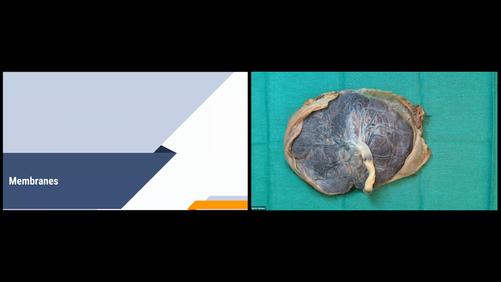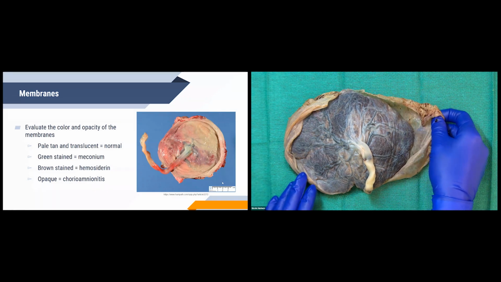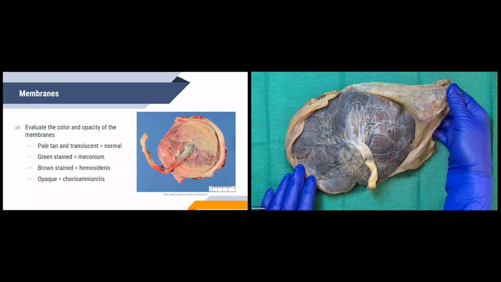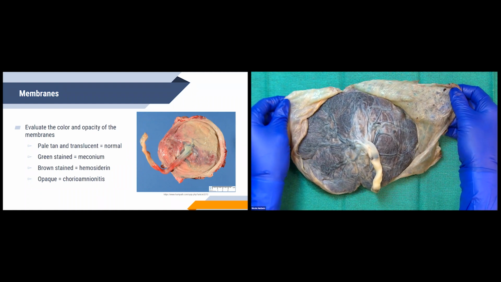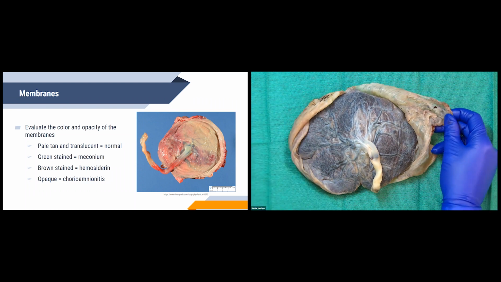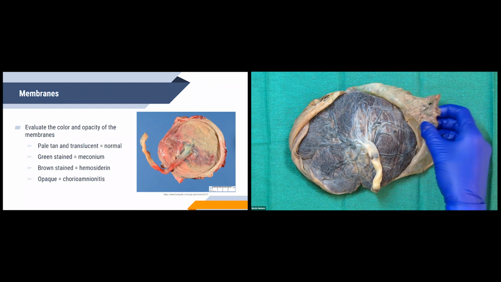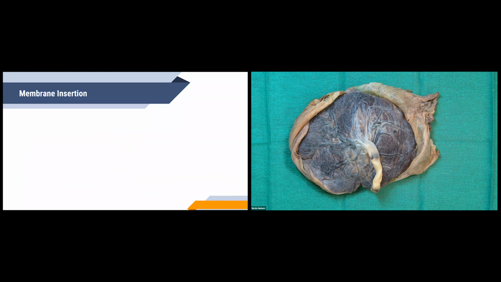So now we'll talk about the membranes. So we want to evaluate the color and opacity of the membranes. So the normal membrane should be pale tan and translucent, like the ones that we see here with our specimen. If you see green stained membranes, that could indicate meconium. Brown stained could be hemosiderin. And then if you see opaque membranes, like the one shown on the image in the PowerPoint slide there, that one can represent chorioamnionitis. So now we'll talk about membrane insertion, and we'll put up our next polling question.